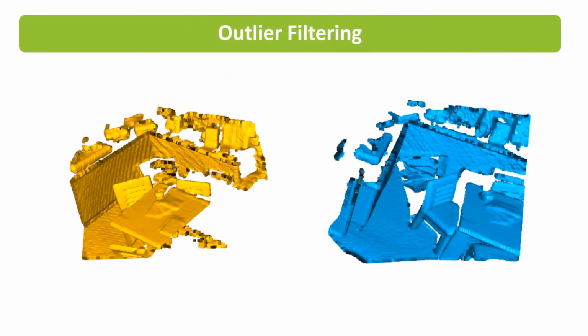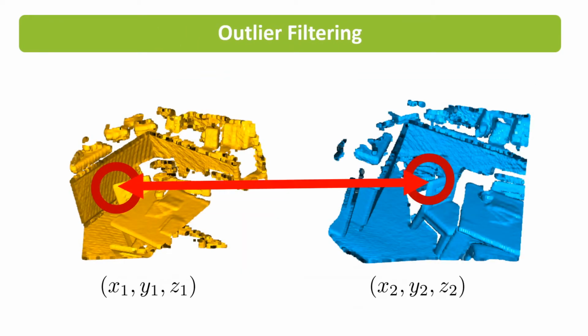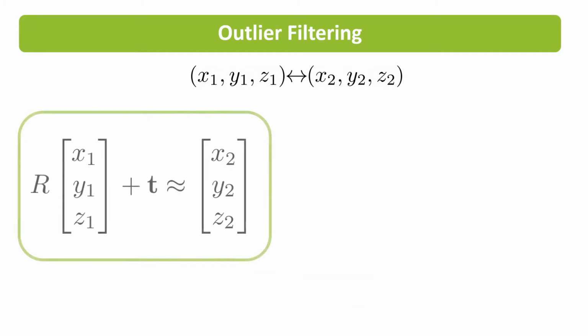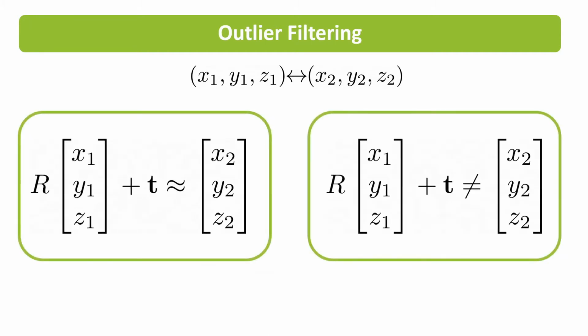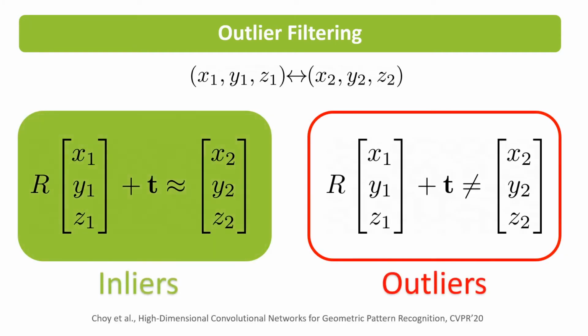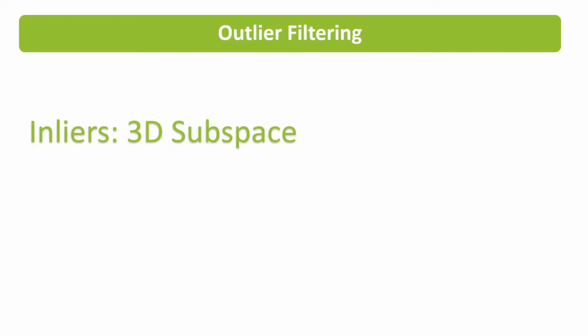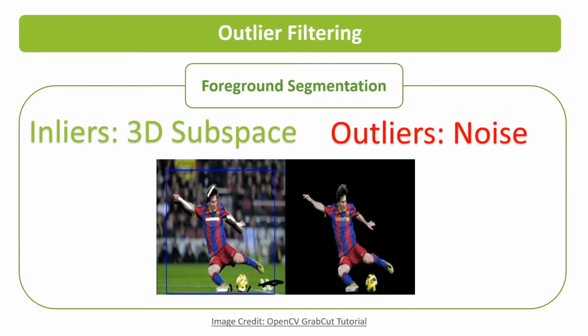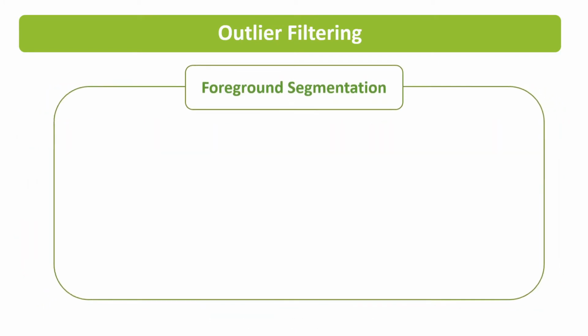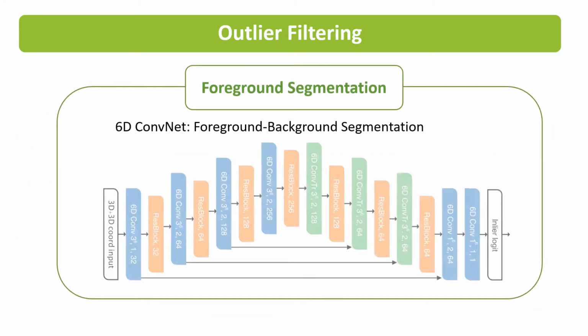Let (x1, x2) be a correspondence. Some correspondences will satisfy the transformation equation, while others don't. Choy et al. showed that the ones that satisfy the equation are inliers, and they form a 3D subspace in a 6D space. In other words, the inliers form a geometric structure while outliers will be noise, and we frame this as a foreground segmentation problem and use a 6D ConvNet to segment the inliers.